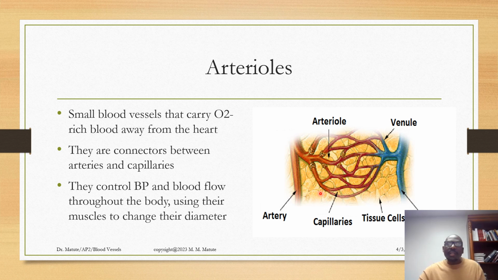So if blood has to be delivered to a specific part of an organ, specific tissues in an organ, a specific spot in an organ, a regular artery will be too big to do that distribution because that specific site is very small. So you need a very small vessel to be able to go to that specific site. That's where arterioles actually come in.